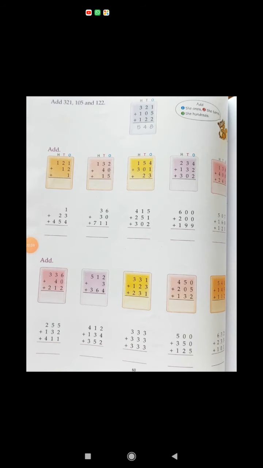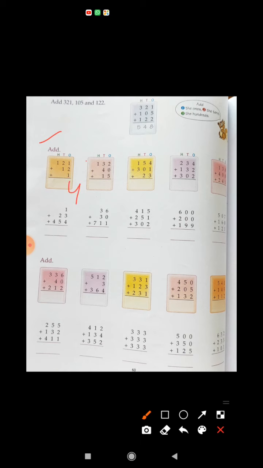Now page number 60, here you will learn adding 3-digit numbers and adding 3 numbers together. First we will add the ones, then tens, then hundreds. First question, 121 plus 12 plus 1. First we will add the ones. 1 plus 2 is 3, 3 plus 1 is 4.